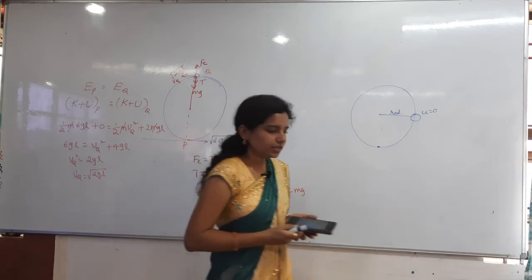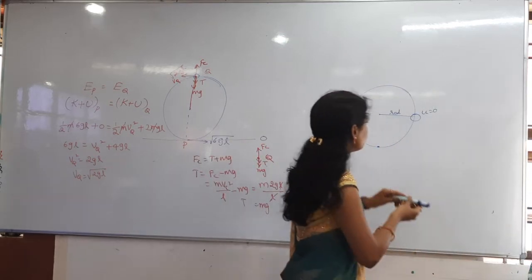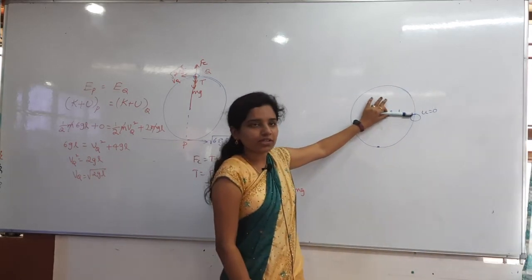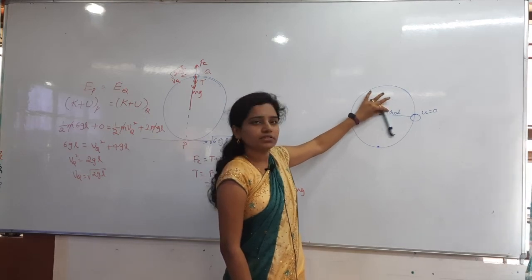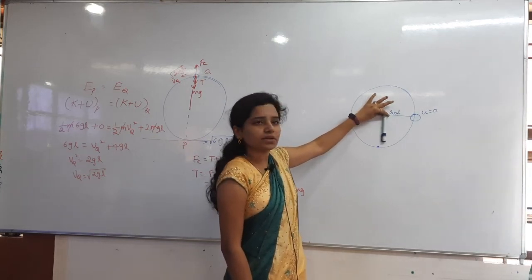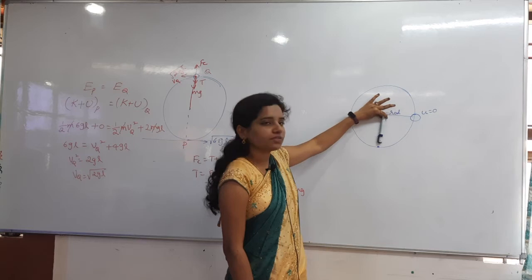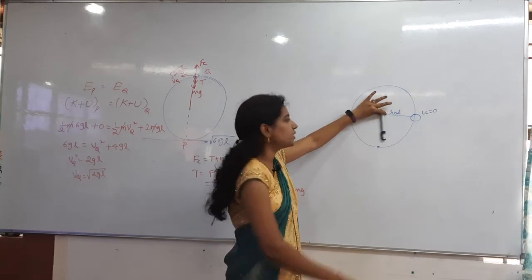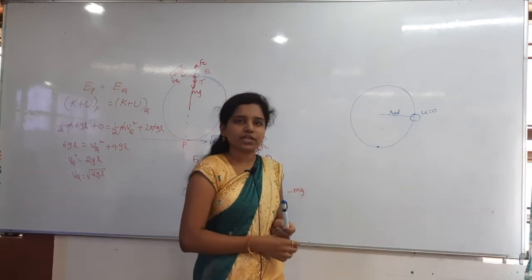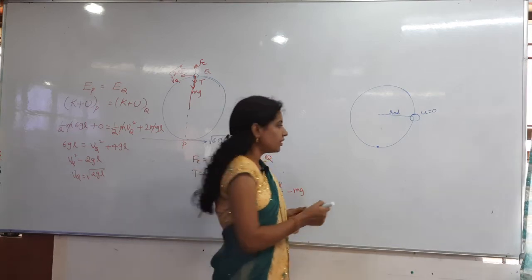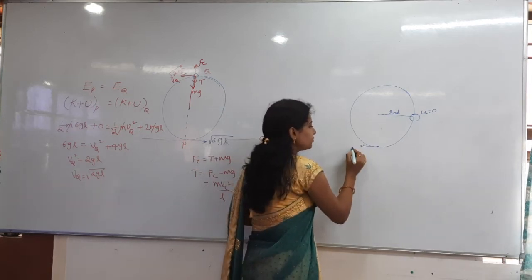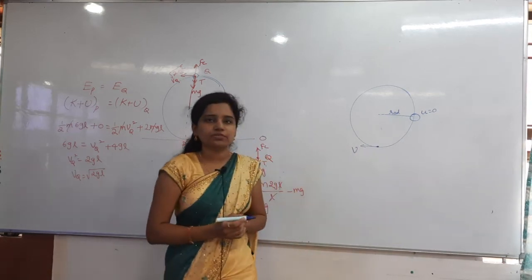See, here I have taken a massless rod, and I just released it. Whenever I am releasing, what happens? It is coming down. So with what velocity it will come down, and also what is the tension developed in this rod, that is what they are asking. Clear? So the velocity will be automatically in this direction. That velocity you have to find out.